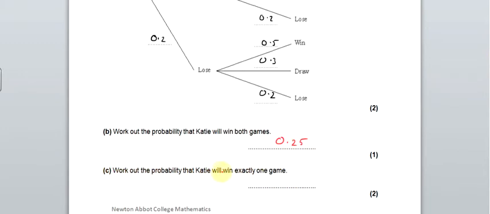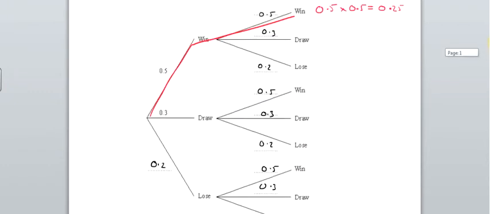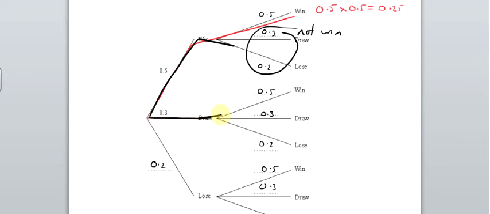Work out the probability that Katie will win exactly one game. Okay, so that's a little bit more interesting. So winning exactly one game. So there's several ways through for this. So she's either going to win and then not win. And I'm going to combine these two together and call them not win. Or she not wins, and she can draw and then she could win. Or she could lose and then she could win.